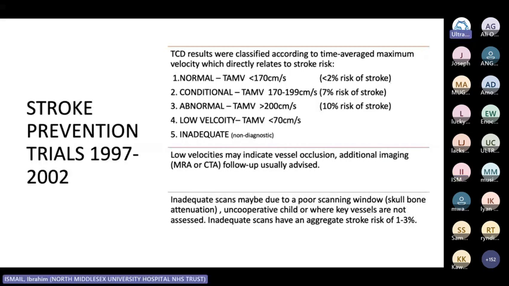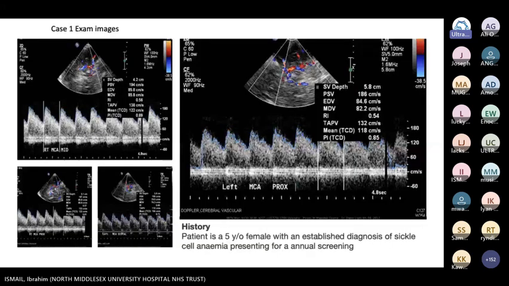Sure. Let's go back to the case so that people can look at the case again. That's the case. It's a 5-year-old female with confirmed sickle cell anemia, and this was annual screening. And we're interrogating the middle cerebral artery here. This is the MCA. And like I said, nothing's flipped around. You can clearly see. There's no tricks in this one.